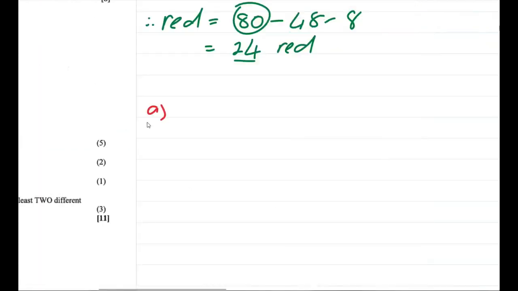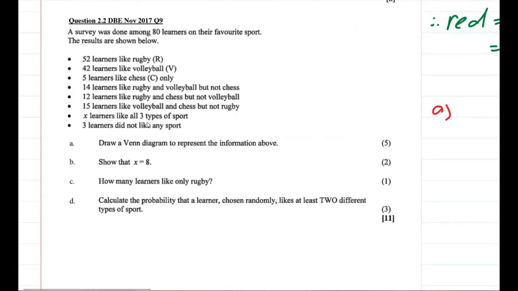Right. Let's look at this one. So they say a survey was done among 80 learners. 80 already tells me that there are 80 in total taking part in the experiment. So the number in the sample space is therefore 80. Do you agree? Yes, sir. All right. Then they say a survey was done among 80 learners on their favorite sport. The results are shown below. Now they say 52 learners like rugby, 42 learners like volleyball, etc. I'm already getting the feeling, and this feeling is being confirmed here, that we should draw a Venn diagram.